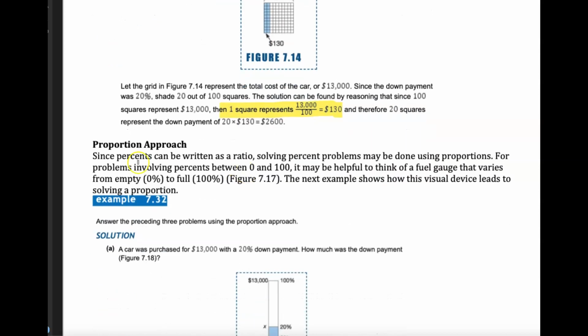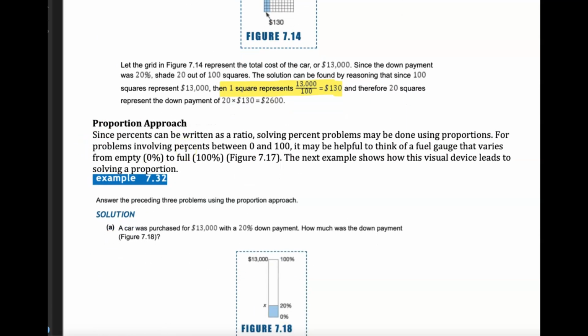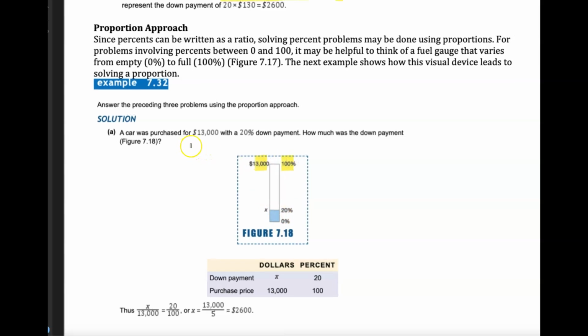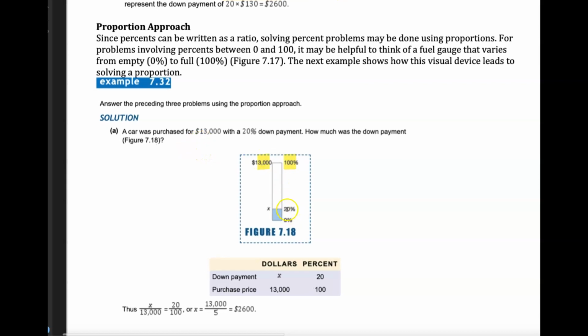Another way is through the proportion approach. I like to draw a rectangle to represent 100%. 100% is 13,000. The car was purchased for 13,000 with 20% down. How much was the down payment? So you're looking for that value associated with 20%, and you can draw that out.